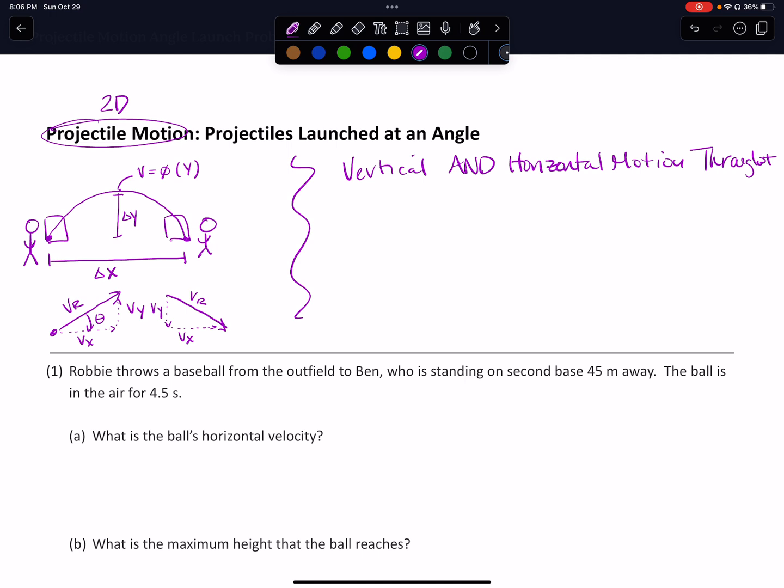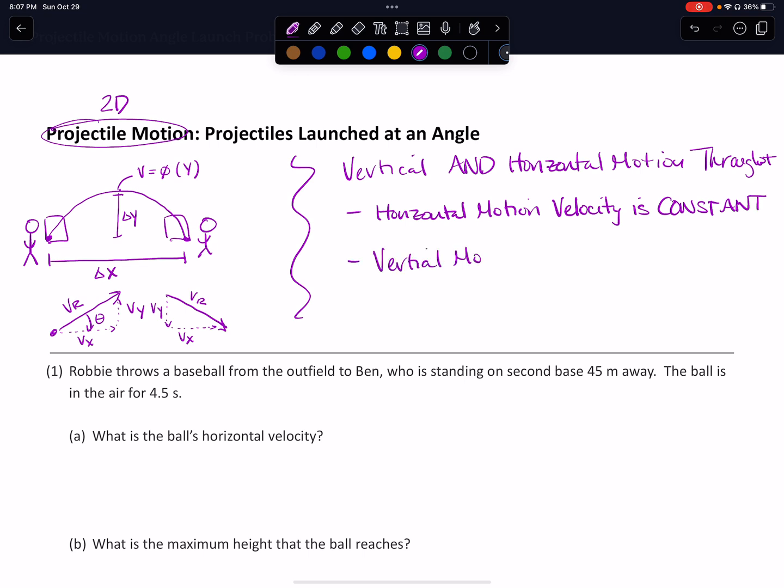Unlike our horizontal launch problems where there's no vertical motion initially, here we have both. As we saw before, that horizontal motion is constant, so that velocity value is a constant, which means no acceleration. Whereas the vertical motion slash velocity is changing, and this is basically free fall.